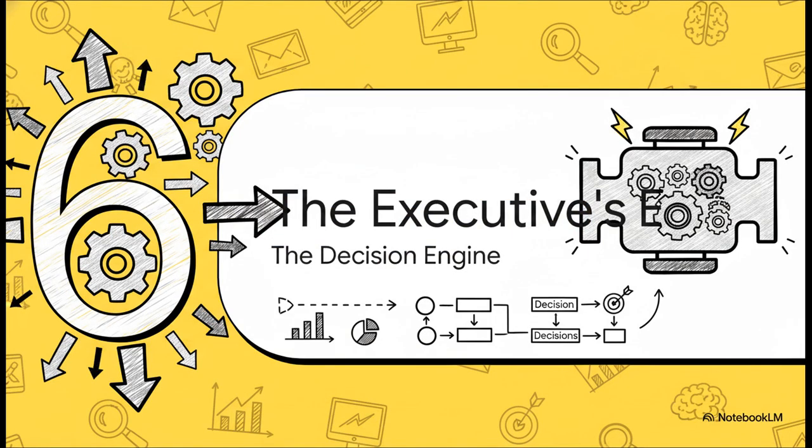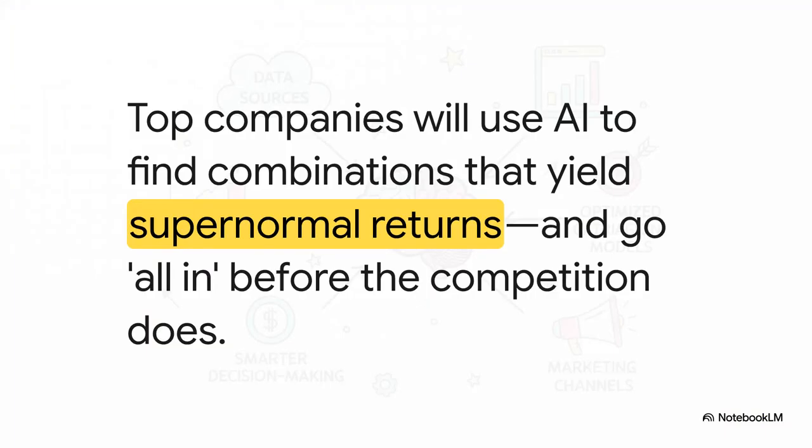When you put all this together, you realize something really profound. This whole shift isn't just about getting a more accurate report. It's about transforming your measurement from a backward-looking report card into a forward-looking decision engine. This is the real competitive advantage. The companies that are going to win in 2026 won't just know what worked last month. They'll be using AI to identify the specific, golden combinations of channels, creative, and audiences that deliver these incredible, supernormal returns. And they'll be doubling down on them before their competitors even know they exist.